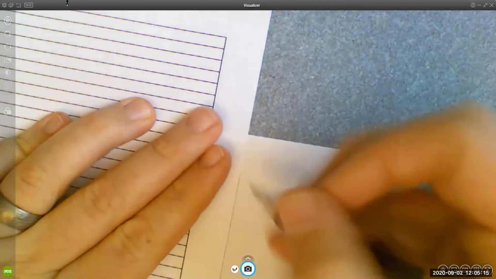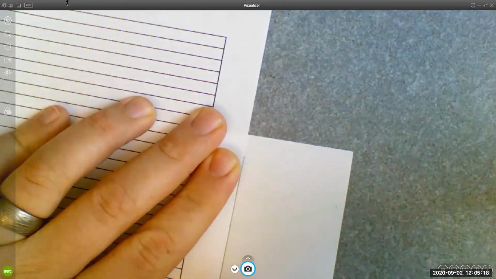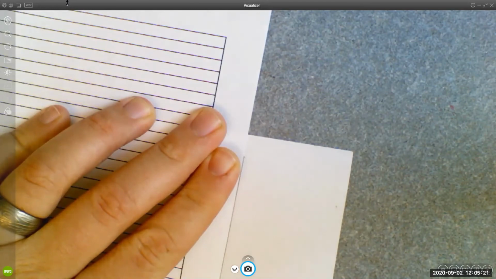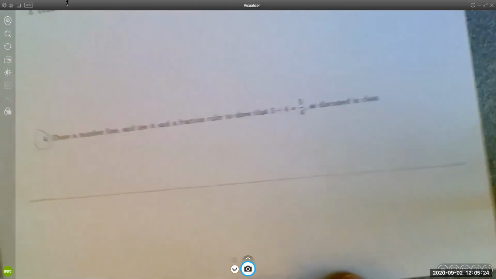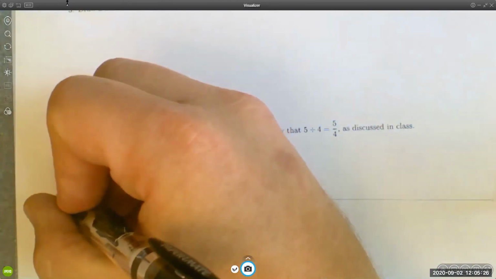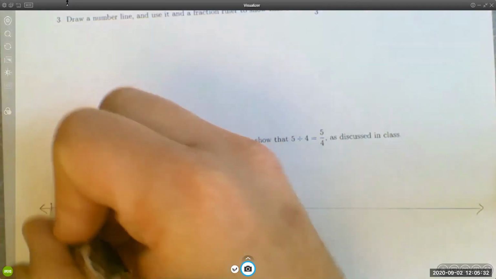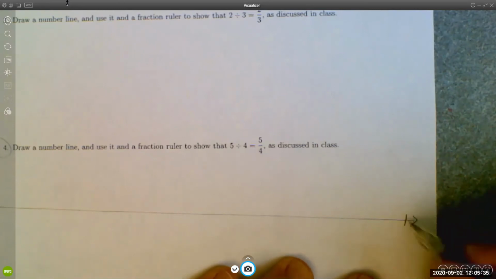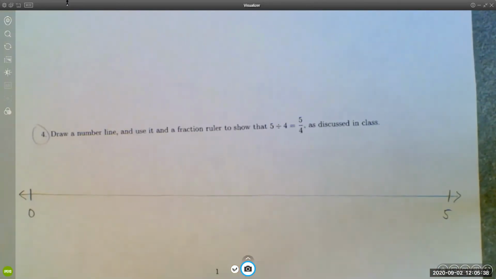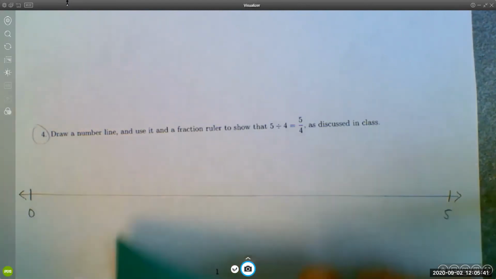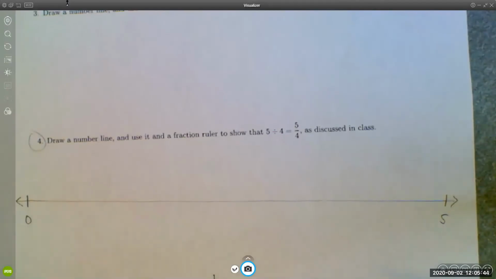So first of all, I need to get myself a number line. When you work with these big numbers, you need really long number lines to get things to work out. So I'm going to make mine almost the entire width of my paper, and if that's not long enough, then I'll have to flip it over and do this long ways, I guess. But let's say 0 is here, and let's say 5 is out here. Okay. I need to see where 1, 2, 3, and 4 should be on my number line. So I'm not trying to do 5 divided by 4 yet. I'm just trying to accurately place 1, 2, 3, and 4 on my number line.